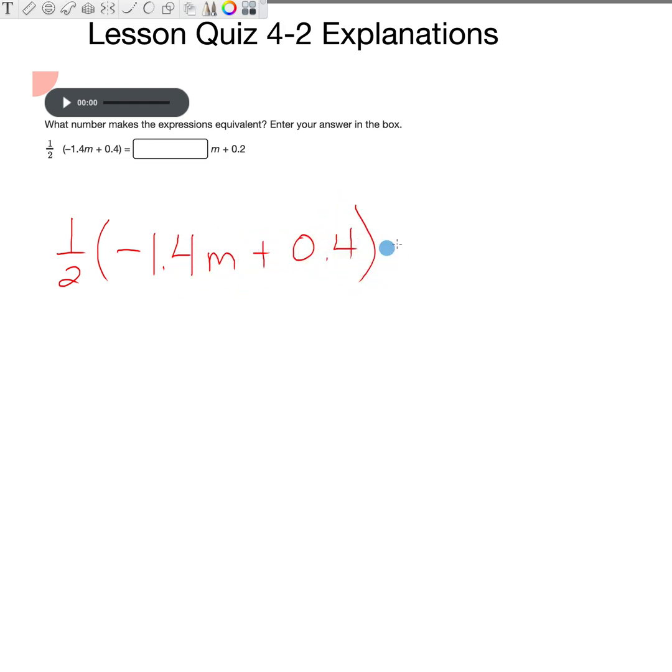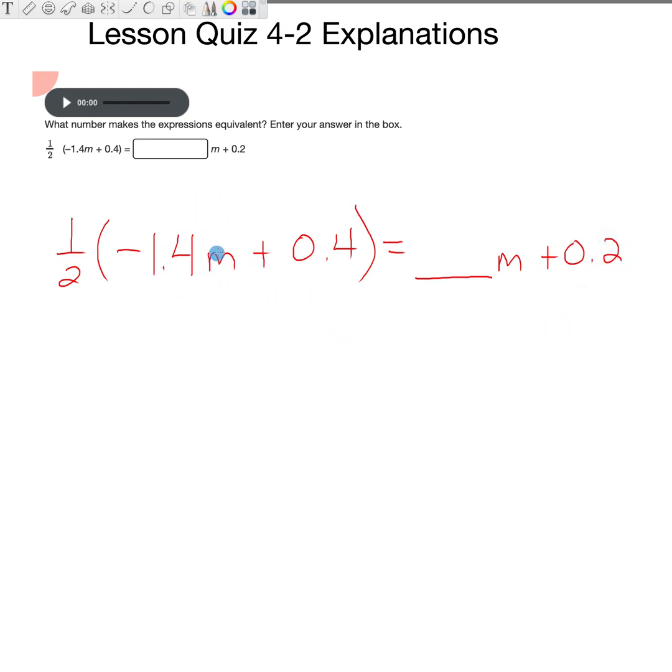So let's move on to question 3. It asks what number makes the expressions equivalent, and it may not be super clear. I'll rewrite it here. This is a 1/2, and then there's a parenthesis, negative 1.4 m plus 0.4, and that is equal to something m plus 0.2.